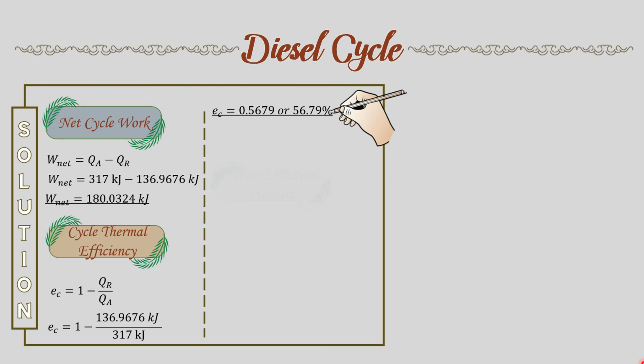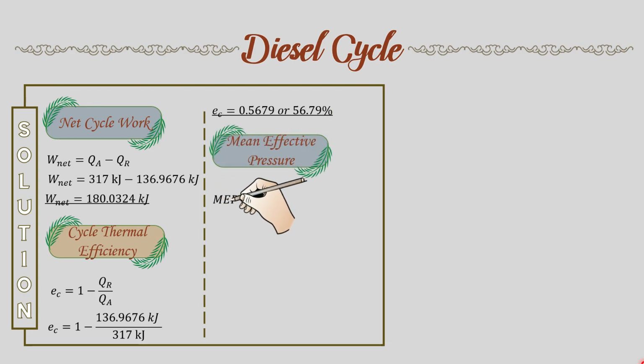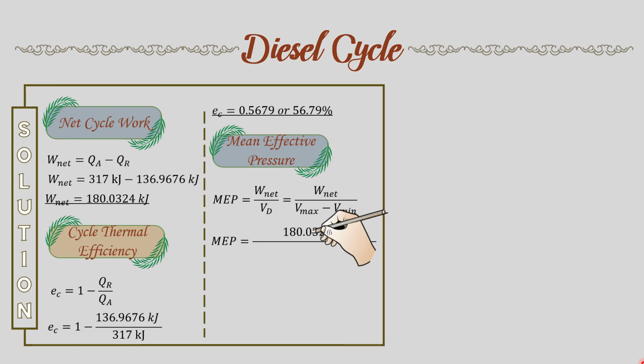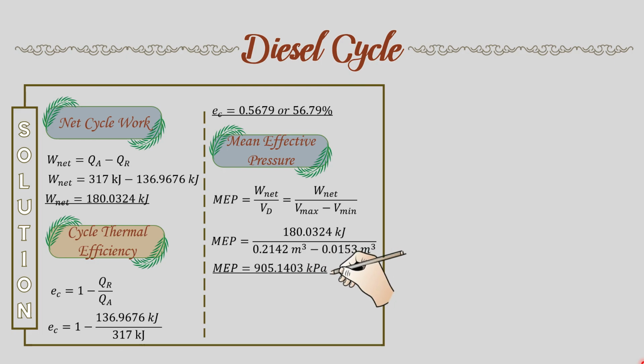And I think we got the same answer, right? Lastly, let's solve for mean effective pressure, or simply MEP. MEP is equal to work net over VD, and expounding it would give us work net over Vmax minus Vmin. And you know already the value of Vmax and Vmin, right? So, MEP is equal to 180.0324 kilojoule over 0.2142 cubic meter minus 0.0153 cubic meter. And the answer is 905.1403 kilopascal. There you go!